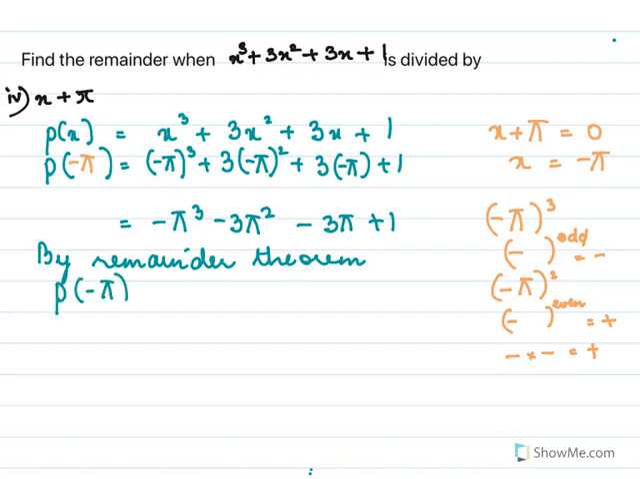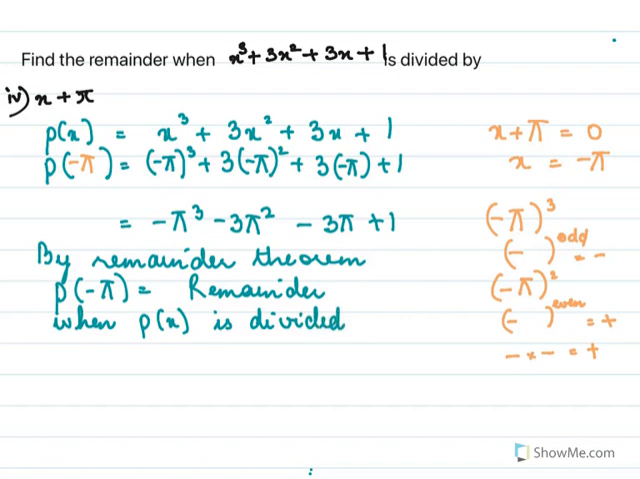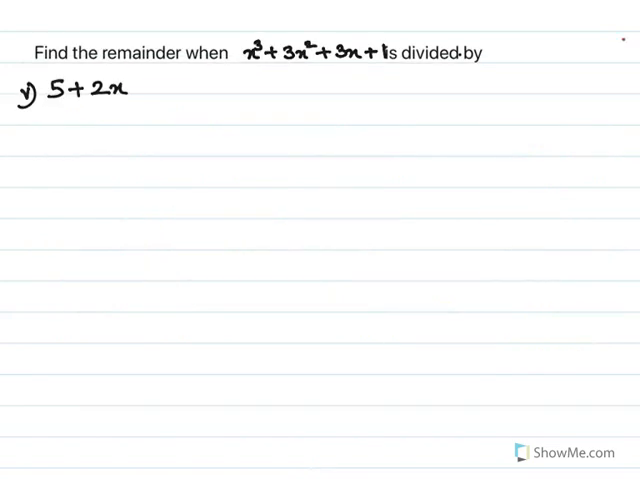P of a equal to the remainder when p of x is divided by x plus pi. Find the remainder when the polynomial is divided by 5 plus 2x.